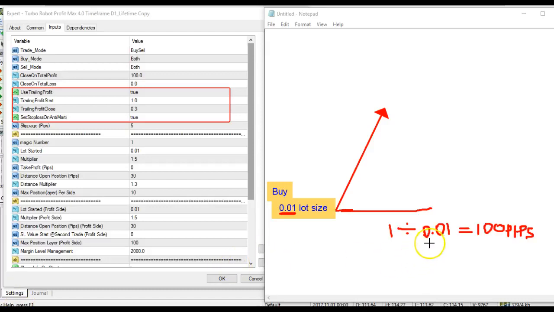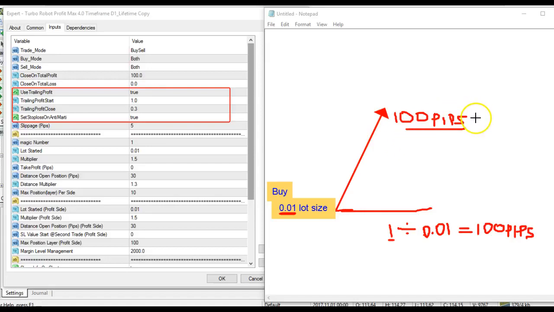So if your lot size is 0.01 and you want a profit trailing of $1, what this means by $1 here is you divide it by 0.01, so you need 100 pips. So this one here must be 100 pips. Let's say this is already 100 pips. Only then will the profit trailing trigger to lock the profit of $1.